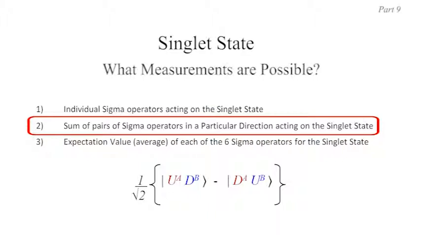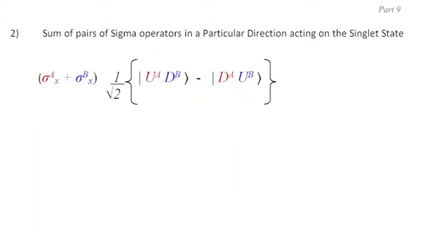This would be to look at the action of the sum of the sigma operators in a particular direction on the singlet state. Take, for example, the addition of sigma ax and sigma bx. This operator should enable us to measure the component of the total spin in the x direction. Now you might think that this, being simply the sum of the two operators that didn't give a measurement, probably won't give anything either. But in fact it does. It gives us something, albeit fairly trivial, but it does give us something.